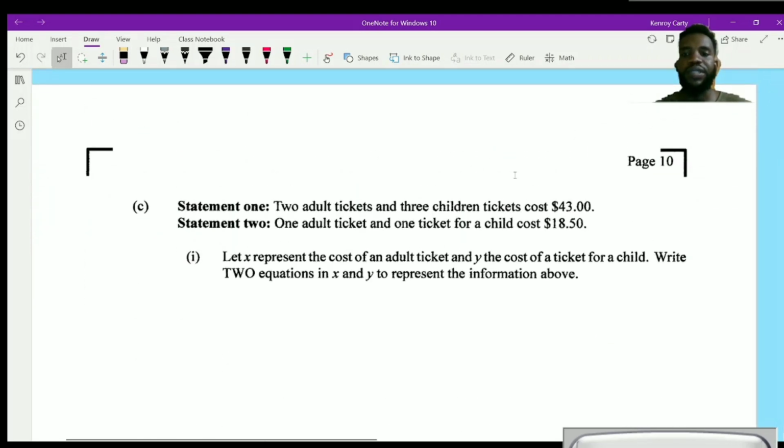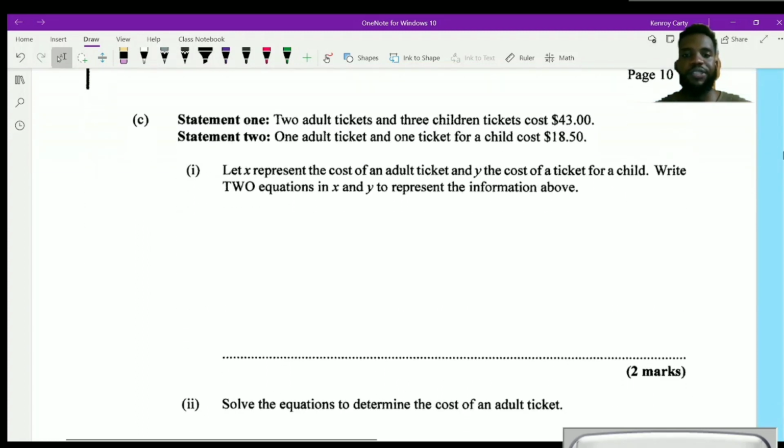2 adult tickets and 3 children tickets cost $43. Statement 2. 1 adult ticket and 1 ticket for a child costs $18.50. The question is, let X represent the cost of an adult ticket and let Y represent the cost for a child ticket. Write 2 equations. So, okay, this part should be straightforward. X is the cost of an adult ticket. So Y is the cost of a child ticket.